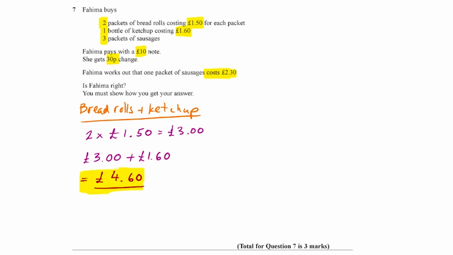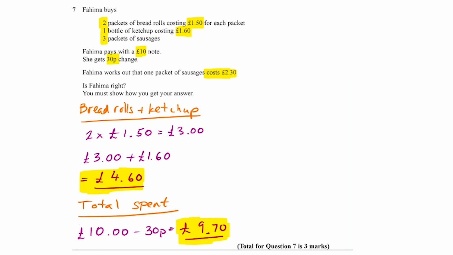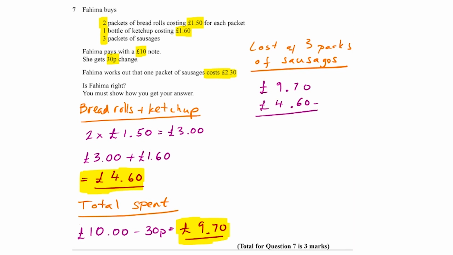Then it also tells us that she got 30p change from a £10 note. So if we take 30p away from £10, that gives us £9.70. So we also know for definite that she spent £9.70. From that, we can work out how much those 3 packs of sausages cost. So she spent in total £9.70, and if we take away from that the £4.60 that she spent on bread rolls and ketchup, that gives us £5.10. So we know that those 3 packs of sausages cost £5.10.